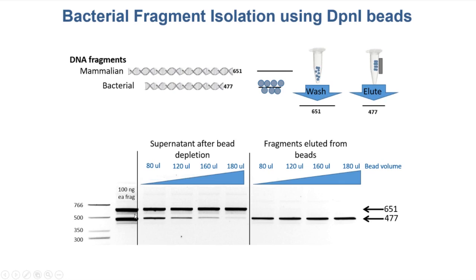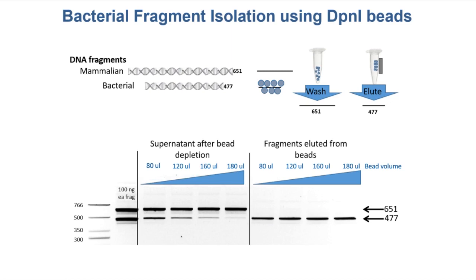As we titrated in magnetic beads, we took the soup and looked at what was in it, and you can see that 651 fragment is still in the soup. And when we eluted off the beads, we got a nice clean fragment back. So we patted ourselves on the back, felt like we had a tool that we could use, but realized we wanted to do something a lot more quantitative.